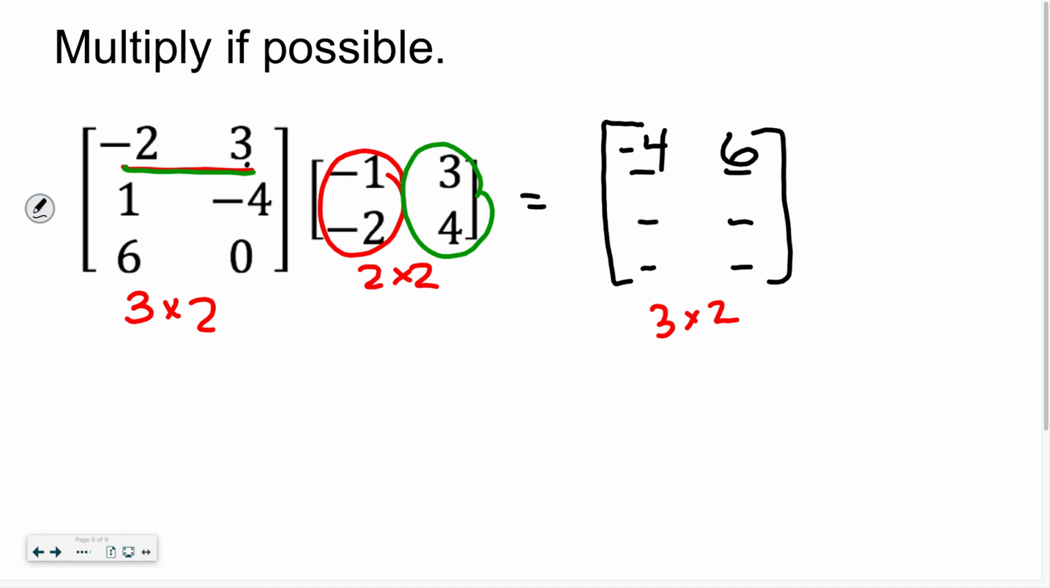Okay, to get my second row, I'm getting negative 1 plus 8, that's 7. That's 3 minus 16, negative 13. Third row, negative 6 plus 0, negative 6. 18 plus 0, 18. Questions, concerns?